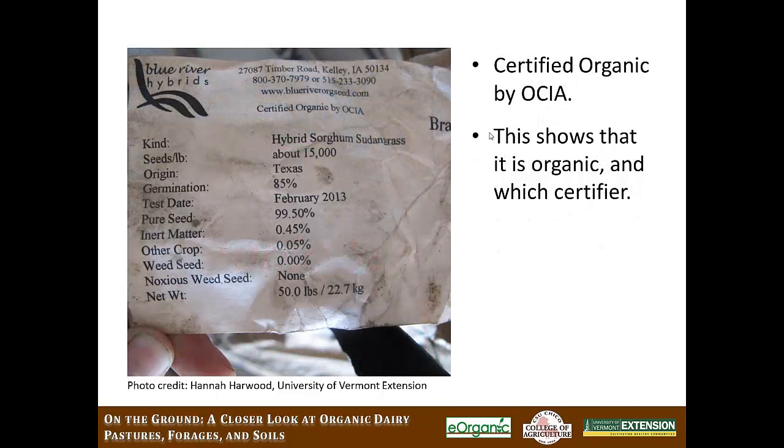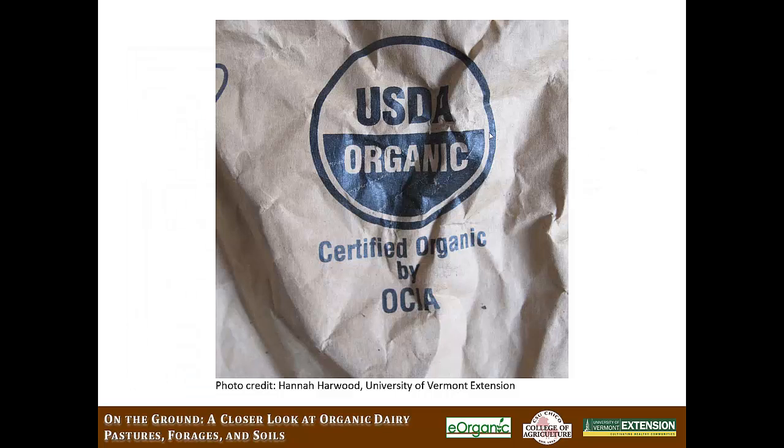So here's the actual seed tag, which has more useful information on it, because it says that it's organic seed, but then it goes on to specifically say certified organic by, in this case, OCIA, the organic certifier. This is really great documentation to keep and show to your certifier to prove that you did actually buy organic seed. And here's another bag label that could be saved. In this case, it has the USDA organic logo on it and the name of the certifier. So this is more proof that these seeds are definitely allowed for use and they're certified organic.